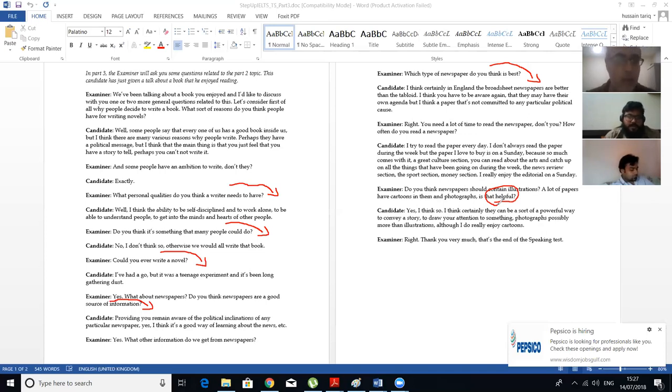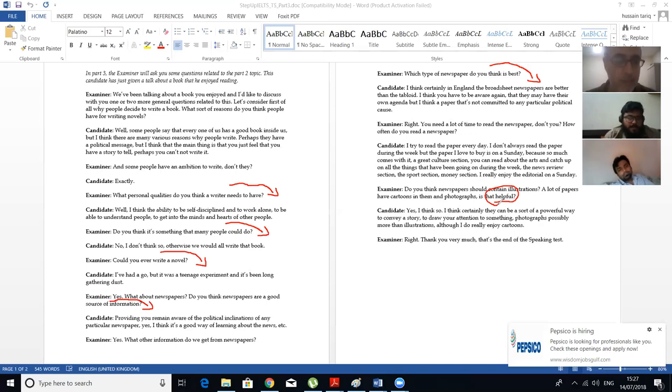Could you ever write a novel? Yes. Could you ever write a novel? So it has to go down. And imagine when you say it going up, could you ever write a novel? See the difference? Okay. And the next? Yes. What about newspaper? Good.